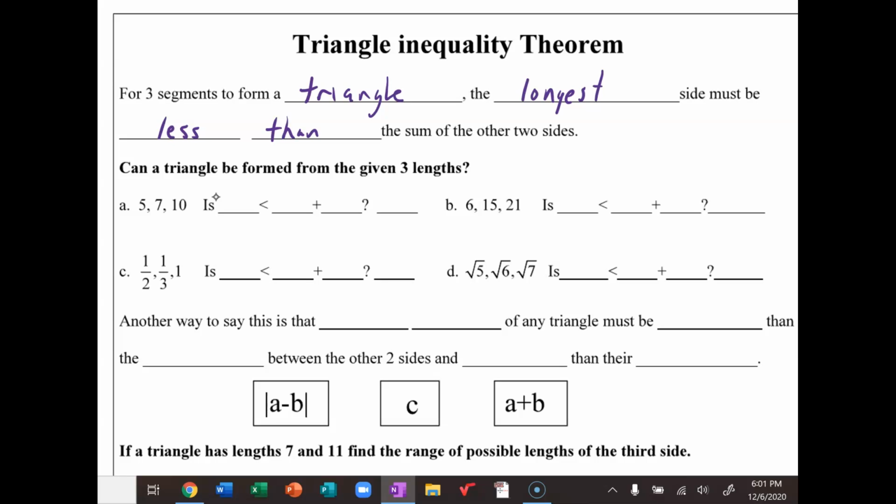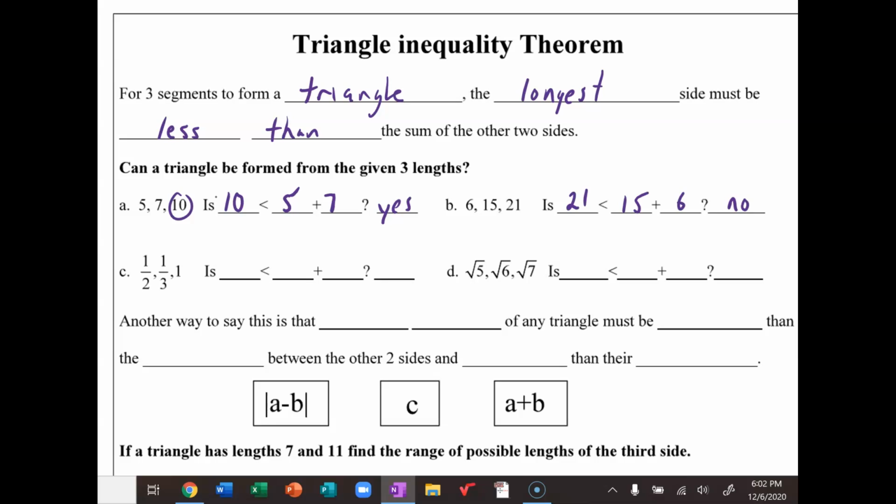Okay? So we can put this into practice, and we can now look at some lengths and just make a quick decision. So we would always compare the longest side, and in this case it's 10. So we say 10 has to be less than 5 plus 7, and it is. So therefore this one does make a triangle. Okay? We can do the same thing with any of these. So here, for part B, 21 is the biggest. So the question is, is 21 less than 15 plus 6? And the answer is no. It's not less than. It's equal to. So it's got to be less than. So this is a no.